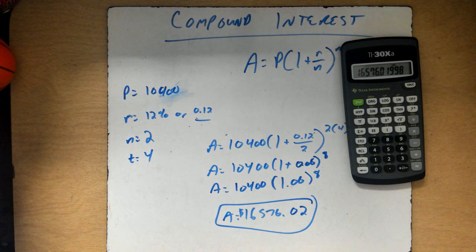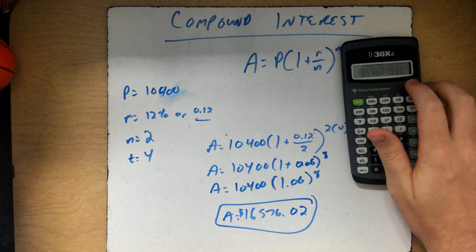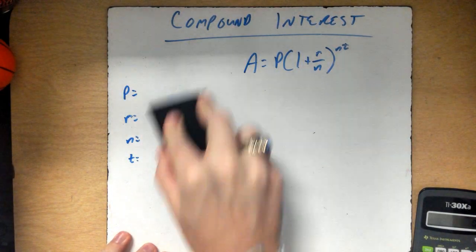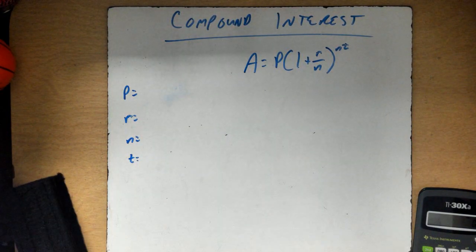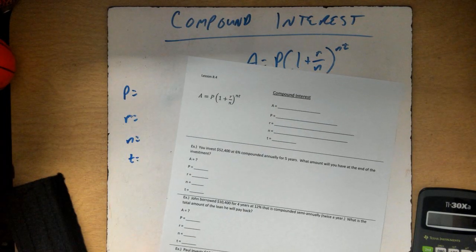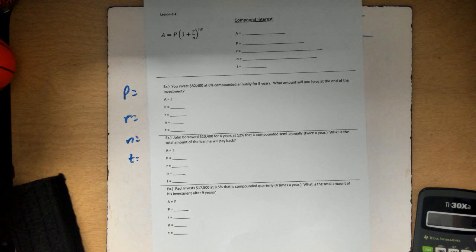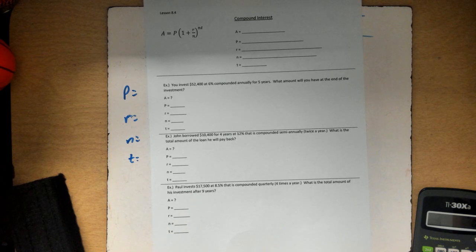We'll do one more example. Not too hard, guys, right? It's just plug and chug. That's all we're doing here. All right, one more example. We got Paul invests $17,500 at 8.5% that is compounded quarterly, so 4 times per year. What was the total amount of his investment after 9 years?